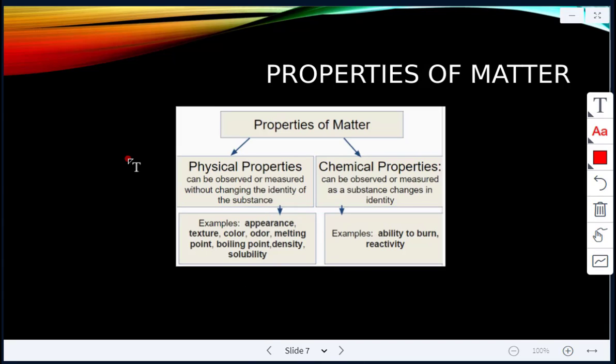All right, so next we're going to talk about properties of matter. When we talk about properties of matter, they're either physical properties or chemical properties. Physical properties can be observed or measured without changing the identity of the substance. For example, its appearance, texture, color, odor, melting point, boiling point, density, and solubility are all physical properties. Chemical properties can be observed or measured as a substance changes in identity. Examples of chemical properties would be its ability to burn or its reactivity.